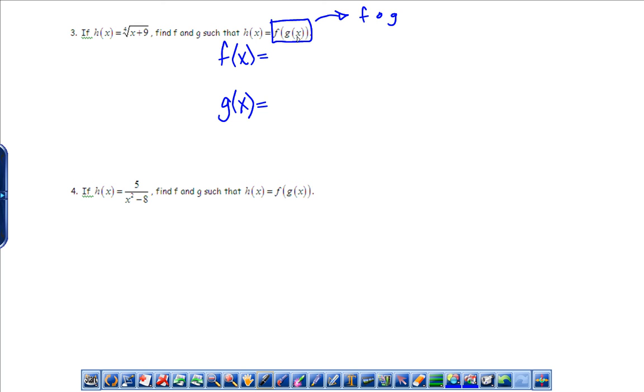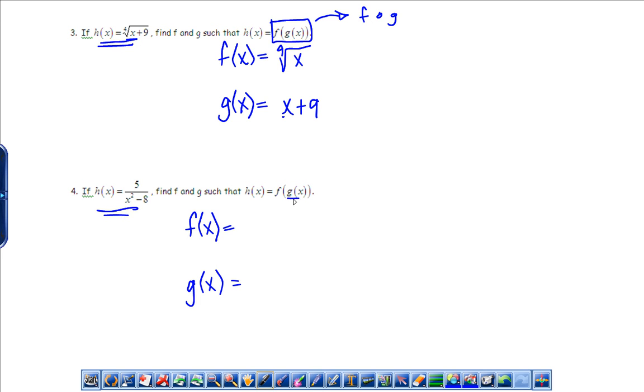So if I need to plug g of x into f, I'm going to make g of x equal x plus 9. And I'm going to make f of x be the fourth root of x. So I could plug g of x, x plus 9 into this, and it would give me this as my result. So if you want to try this one on your own, there's a couple of ways to do this. Again, I want to know what f of x could be and what g of x could be in order to get a combined function that looks like this.